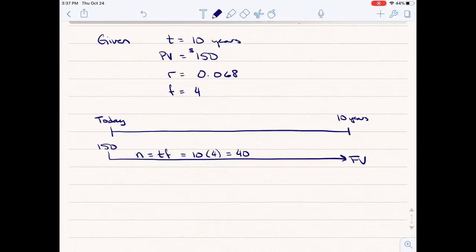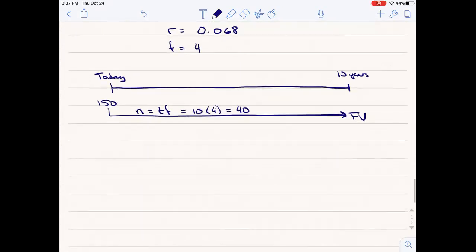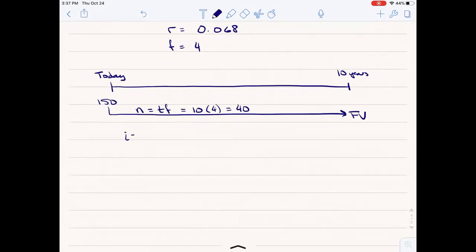Anyways, same with R. R we usually just put on the side. And so same thing with a periodic interest rate. I'm just going to put I is R over F.